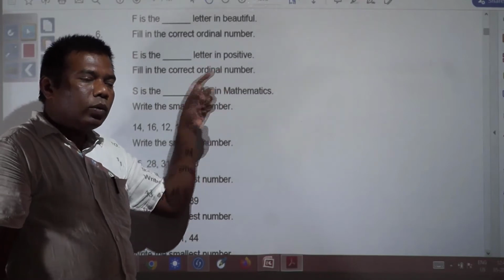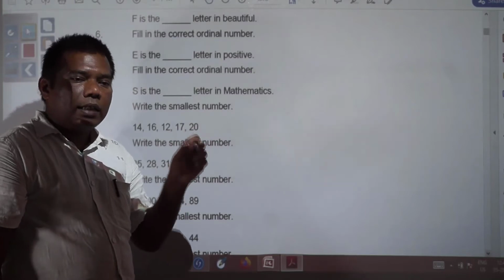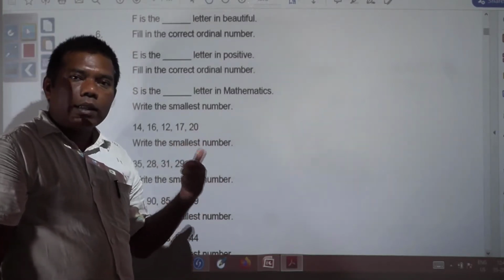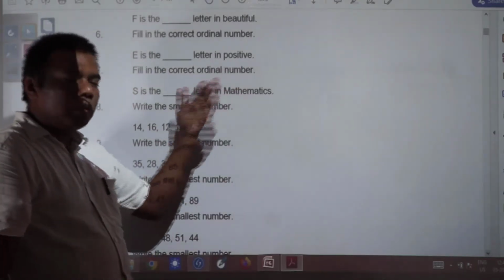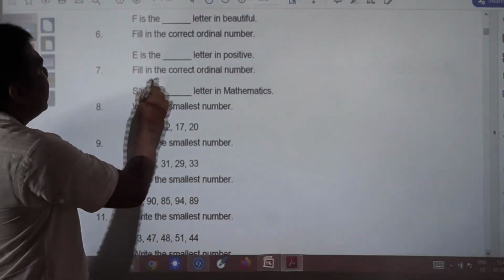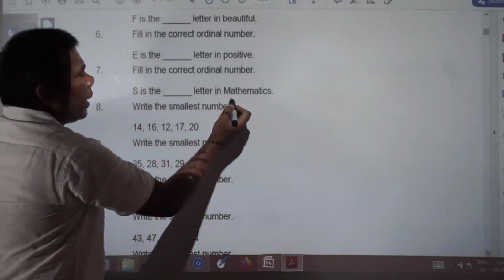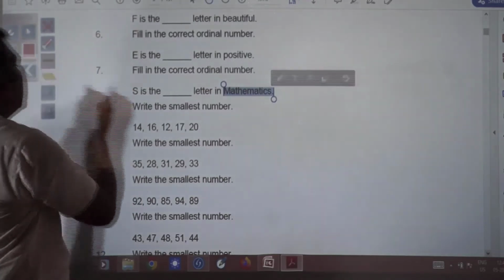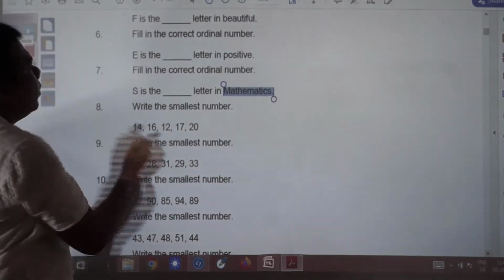So first you need to know, first is F-I-R-S-T, second is S-E-C-O-N-D. So already you have done in your class KG2 and class 1. So I think you remember, you will be able to write, you write down yourself. Then fill in the correct ordinal number. S is the, in this mathematics. So S you find out in which place it is. This place you find out S.